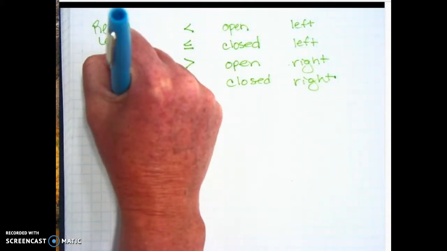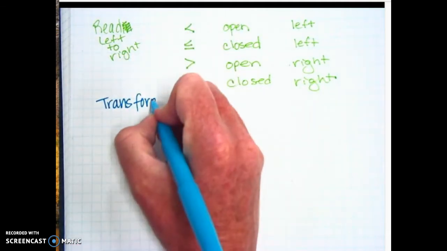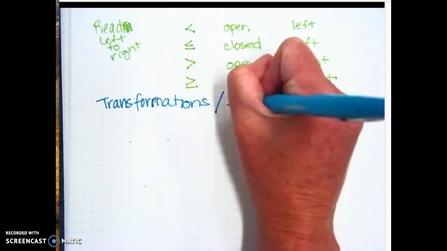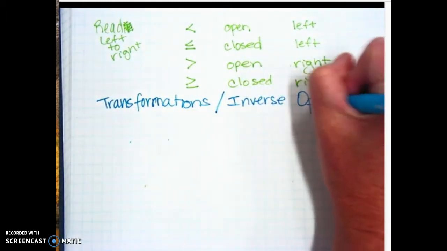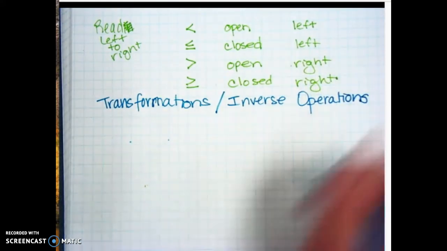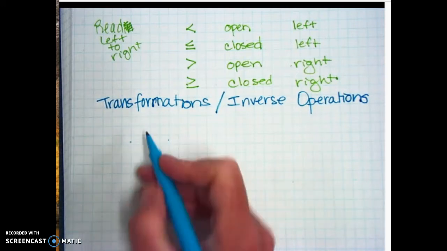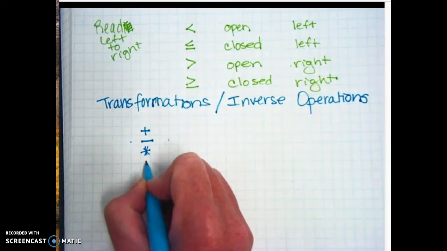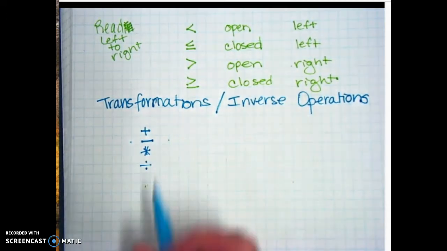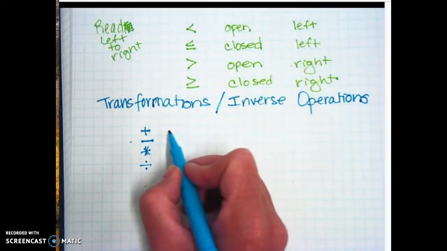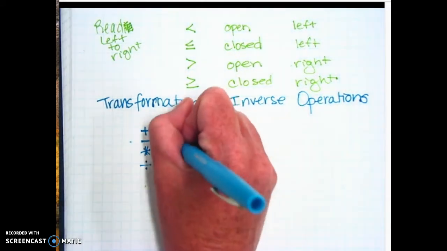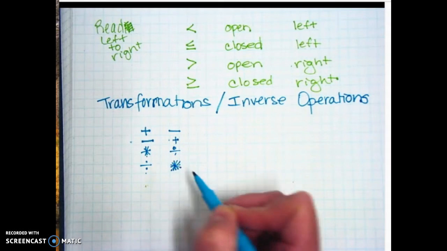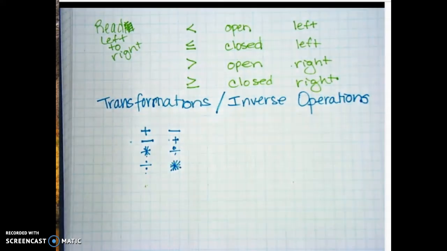All right, so we're just going to talk about the basic transformations in algebra. Sometimes they're called transformations. Sometimes they're referred to as inverse operations. It's like the 4 basic operations that you see on your calculator: add, subtract, multiply, and divide. So the inverse operations are just the opposite. The inverse operation of addition is subtraction, and the inverse operation of subtraction is addition, and the inverse operation of multiplication is division, and the inverse operation of division is multiplication. Some people just put a little dot. If you can just put a little dot, that's fine.